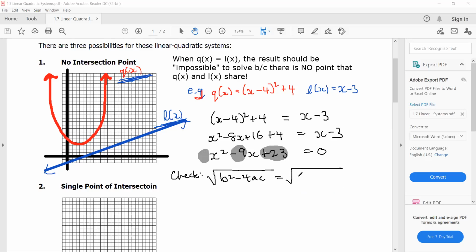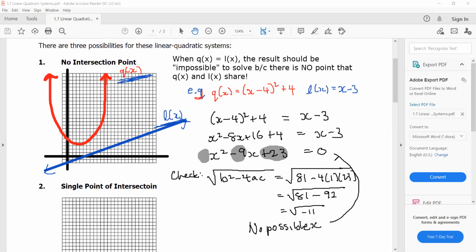B squared is negative 9 squared, 81, positive, minus 4 times 1 times 23. That's an 81 minus 92, which gives me negative 11. Oh, there it is. There are no possible x's that will make this true, which means there are no possible x's where these two are ever going to occupy the same space in this grid.